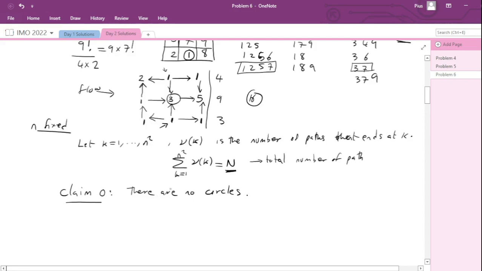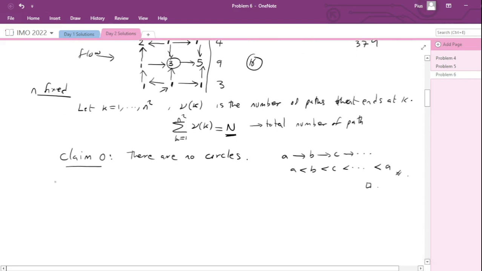That's because each of these arrows means we are going uphill, so we are going to a higher number. So if we start from A and we have an arrow going to B, going to C, and so on, this means that A will be less than B, less than C, and so on. Suppose we get back to A at some point, then it just means that A will be less than A, and that will be a contradiction. So that's all we need here. We'll be using this idea once in a while.